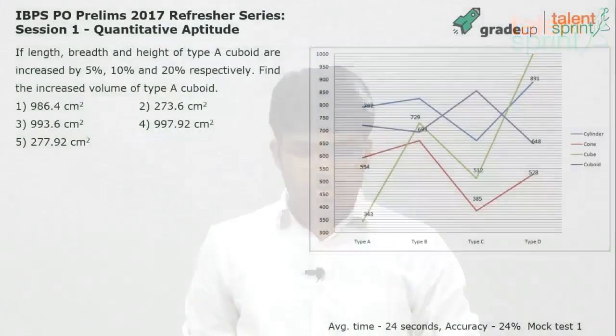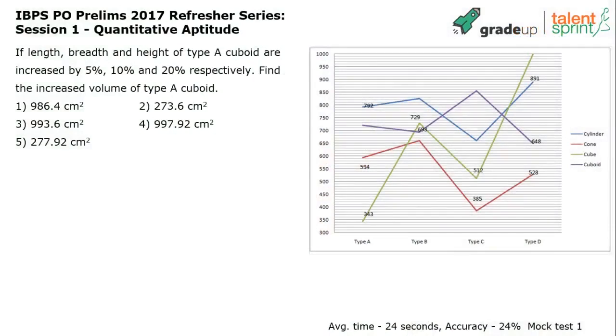Should we go for the next one? I'm sure there won't be any queries here. This was the easiest of the lot that we have solved so far. Let me present the next question to you all now. Here we go. Next question on your screens. Now this is on cuboid. See what it says. If the length, breadth and height of a type A cuboid are increased by 5, 10 and 20% respectively, find the increased volume of type A cuboid.